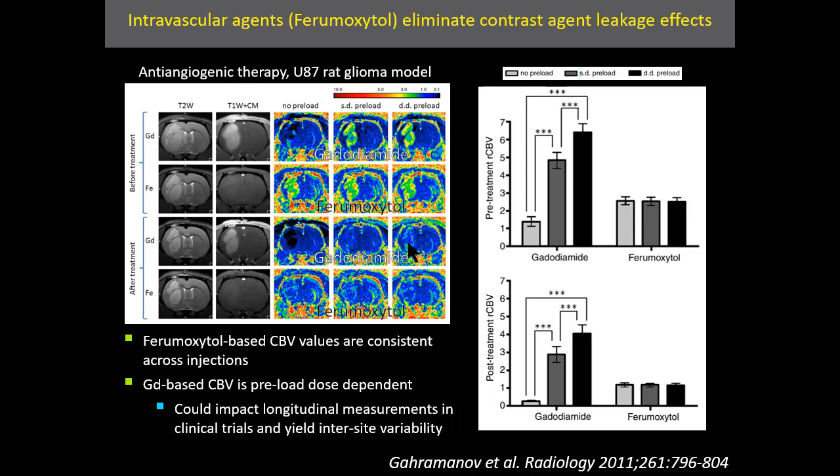Intravascular contrast agents like ferumoxytol eliminate contrast agent leakage effects entirely, and they yield cerebral blood volume values that are very consistent across multiple contrast agent injections, whereas gadolinium-based CBV tends to vary and be preload dose dependent, and this can impact longitudinal measurements in clinical trials and yield intersite variability.